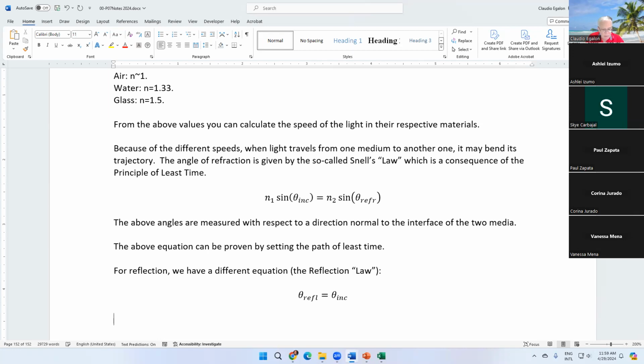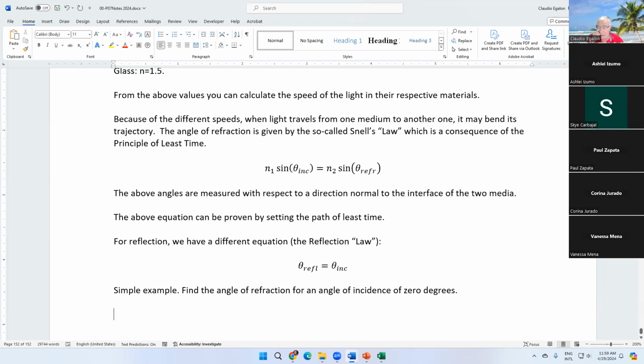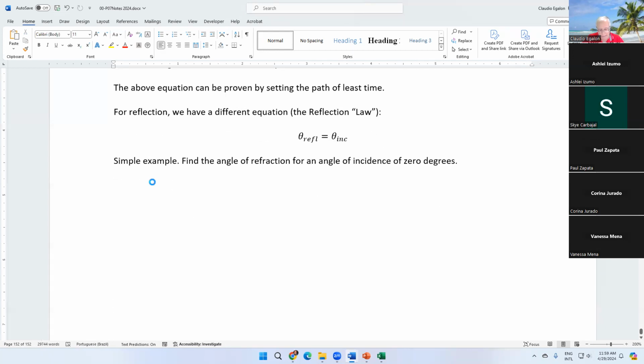Now, let's do a very simple example. Find the angle of refraction for an angle of incidence of 0 degrees. That's easy. That's not difficult. We're almost running out of time. Let's see if I can do that. Here you go. We start with Snell's law. Solution. That's Snell's law. I don't even need the refractive index to solve this problem.